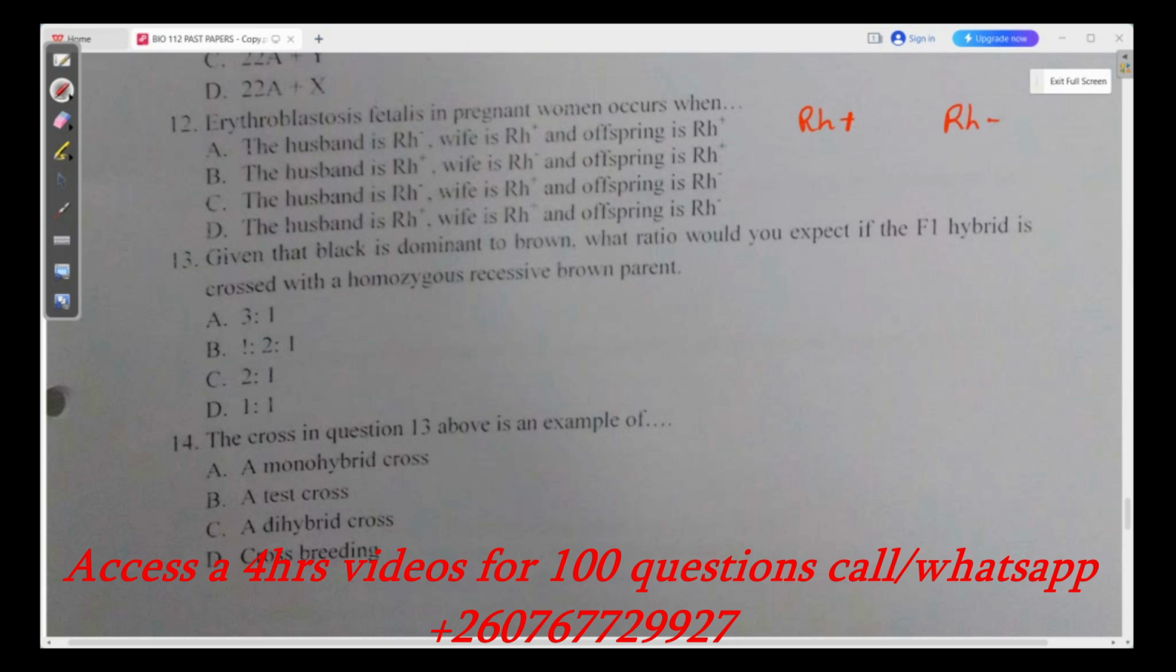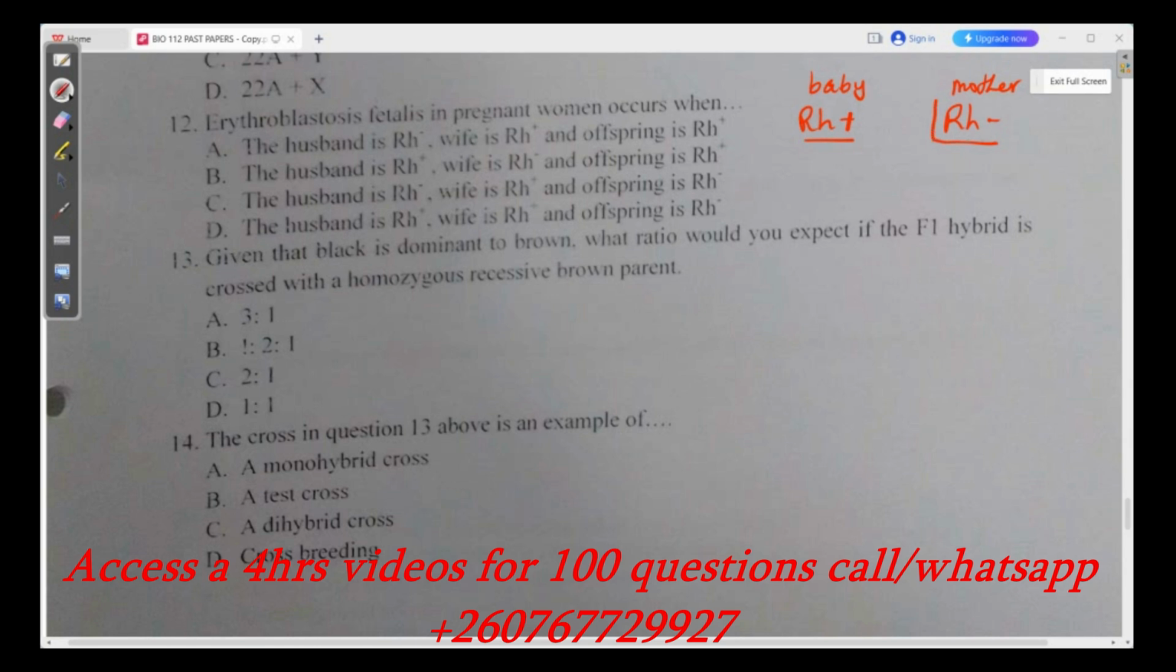In this case, this is a baby, okay? This is a mother. So if during delivery there is a mix-up of blood between this baby and the mother, the blood cells of the mother are going to be sensitized. That is, they are going to produce antibodies against rhesus positive.